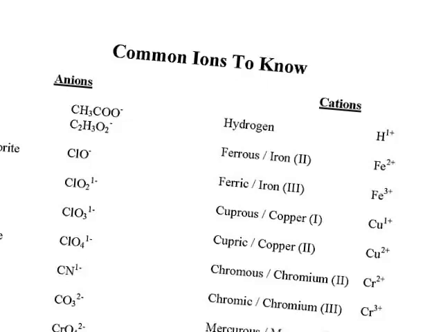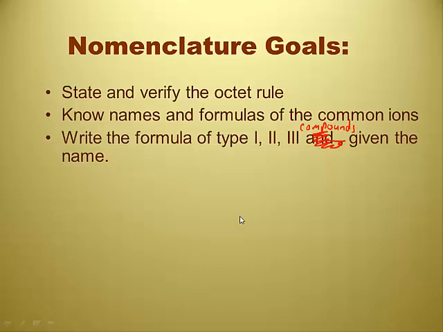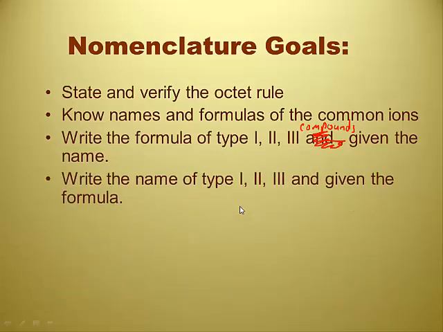All right. Write the formula of type 1, 2, and 3 compounds given the name. We want you to be able to write the name of type 1, 2, and 3 compounds. So I'm assuming we're going to want our chemistry students to be able to write the formula of the compound given the name and write the name given the formula. That's a good summary, Mrs. G. Yeah? Yep.